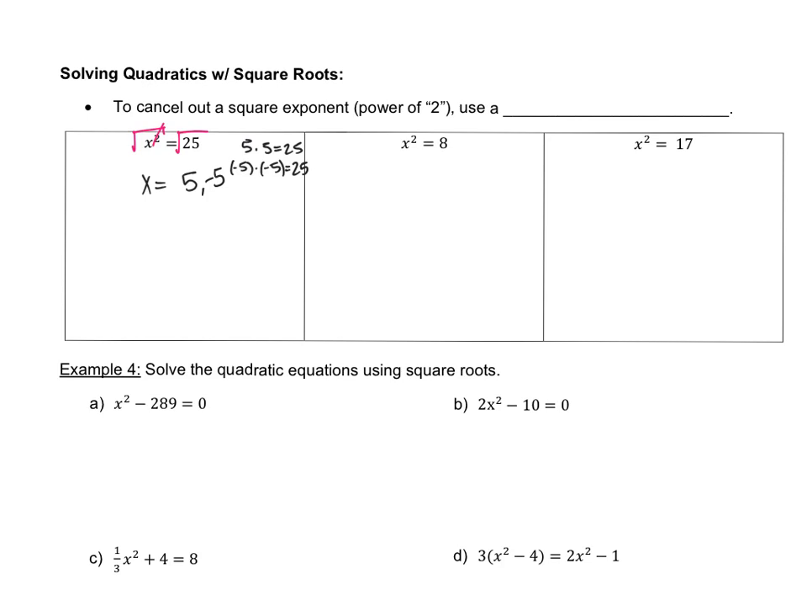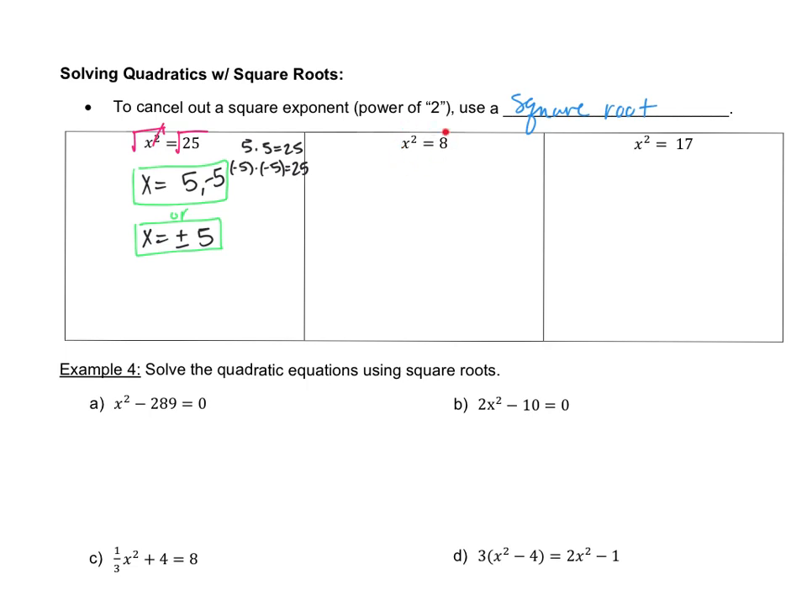So this could work as a solution. Or another way we can write positive and negative is using this symbol, plus and minus, where you put the plus sign and the minus sign together and just write the number that could be positive and negative. So these two are going to be our answers. You can either write it like this as two separate numbers, or you can write it joined using the plus and minus symbol. But either way, when you have a square, you use a square root to cancel out the square, and then just take the square root of the other side. So to cancel out a square exponent or a power of 2, use a square root.